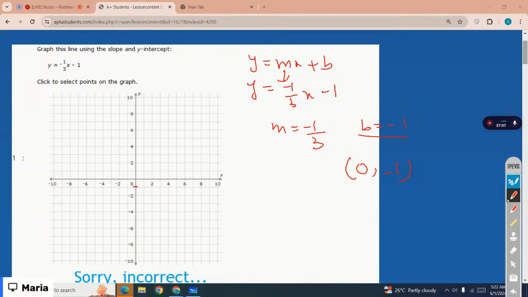You have to look at the slope now. The slope is change in y divided by change in x, right? So you need to move down 1 point, because that is negative, and right 3 points. 1, 2, 3. Here is the other point. So just join these 2 points and make a line. That's how you make a line. What you have to do? You have to compare the given equation with y equals mx plus b.